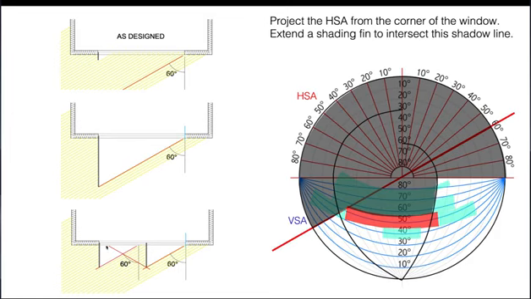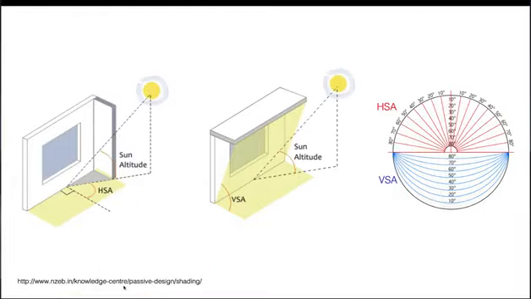And you can see there's another option where you can create 2 vertical fins, but the downside of this is if you have a fin here, this is going to act to block 60 degrees from both the morning sun and the afternoon sun. So that's really important to note.